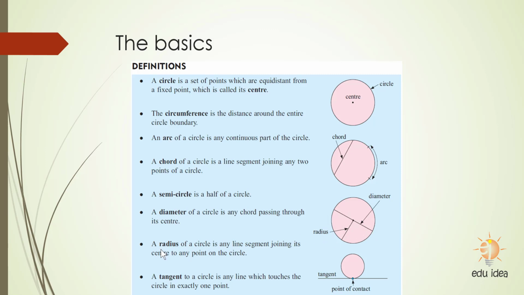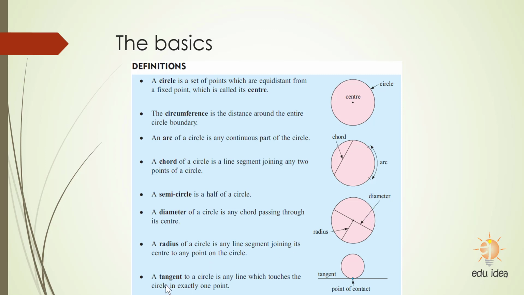Okay. Next one is a radius. A radius of a circle is any line segment joining its center to any point of the circle. So if you drag a line from the center point to any point on the circumference, for example, over here we have a point, and then drag a straight line. This is what we call a radius, right? If I drag a line from here to here, this is also a radius. If I have another point over here, and you drag a line from the center point to that point, that is also going to be a radius of the circle.